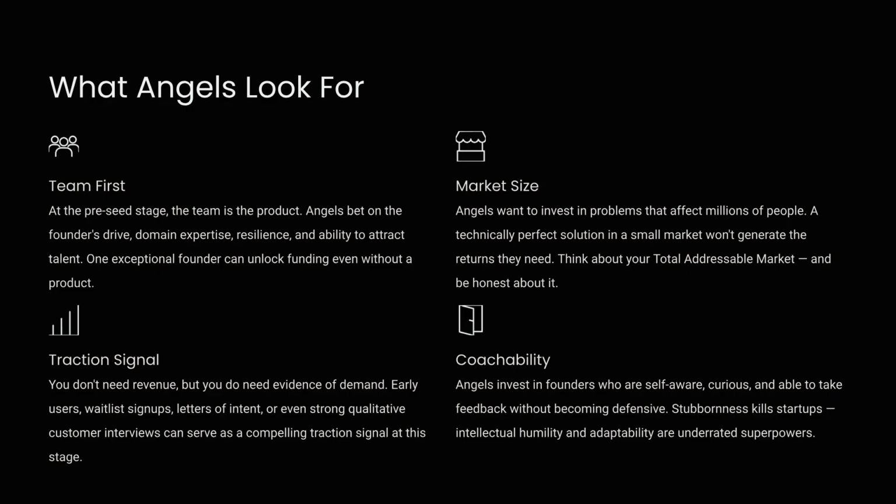Angels look for a great team first, betting on the founder's drive and expertise. They also need evidence of demand or attraction signal, even without revenue. Finally, coachability is key. Intellectual humility and adaptability are essential.